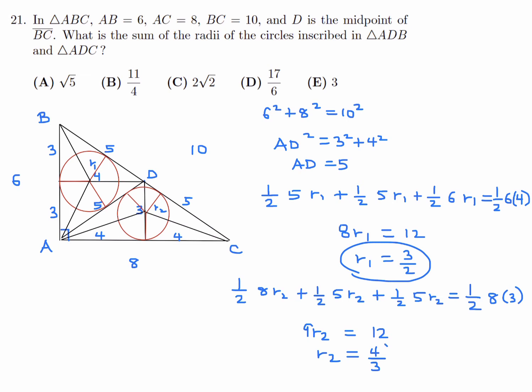So there we go. I've got R1 and R2. They want me to find the sum, R1 plus R2. So that's 3 over 2 plus 4 over 3, and 3 over 2 plus 4 over 3 is 17 over 6. So number 21, the answer is D.